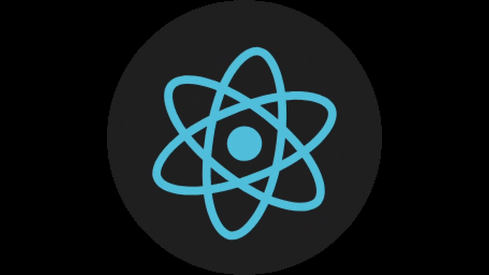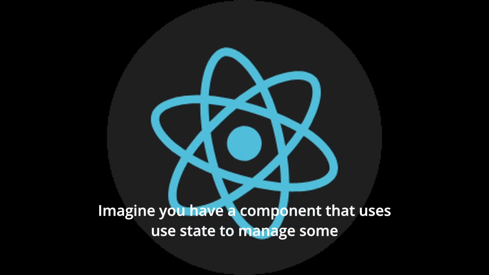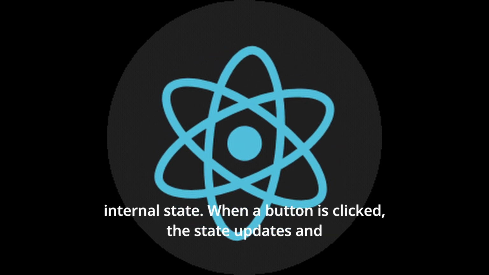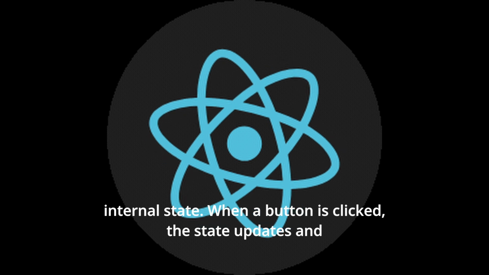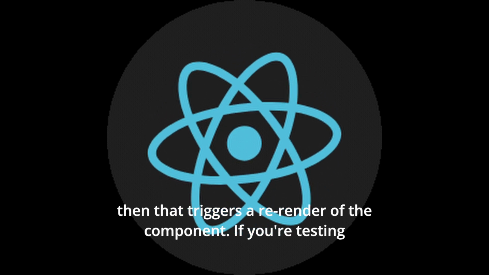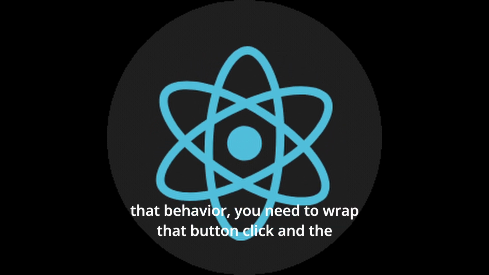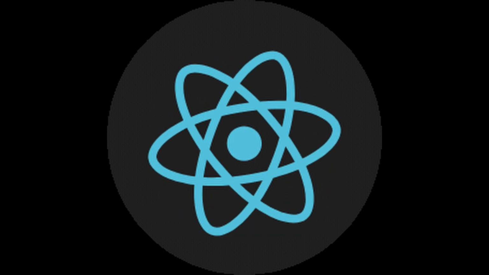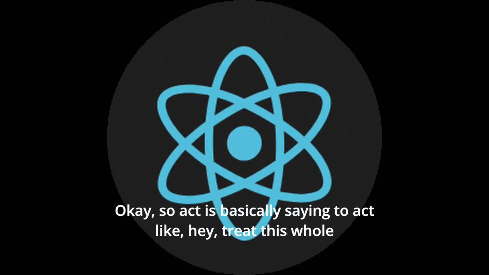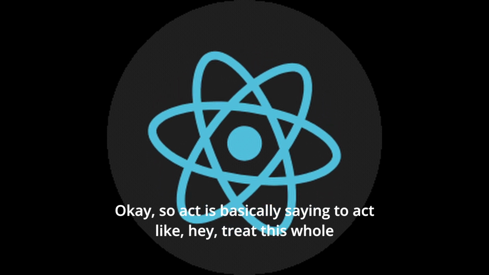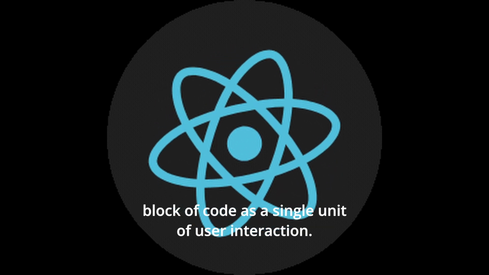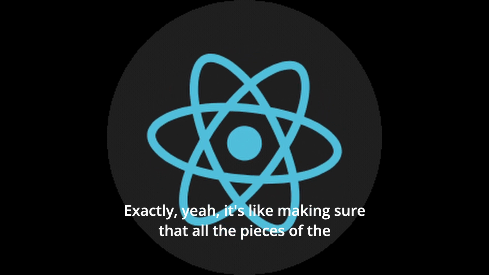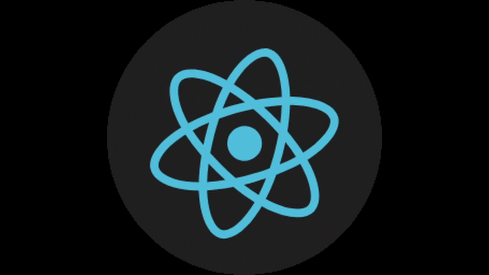Sure. Imagine you have a component that uses useState to manage some internal state. When a button is clicked, the state updates, and then that triggers a re-render of the component. If you're testing that behavior, you need to wrap that button click and the assertions that come after it inside of ACT. Okay, so ACT is basically saying to React, hey, treat this whole block of code as a single unit of user interaction. Exactly. It's like making sure that all the pieces of the puzzle are fitting together correctly.